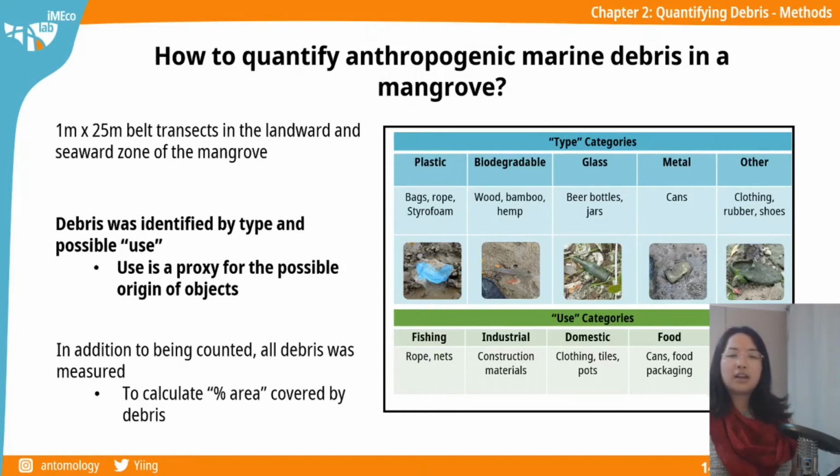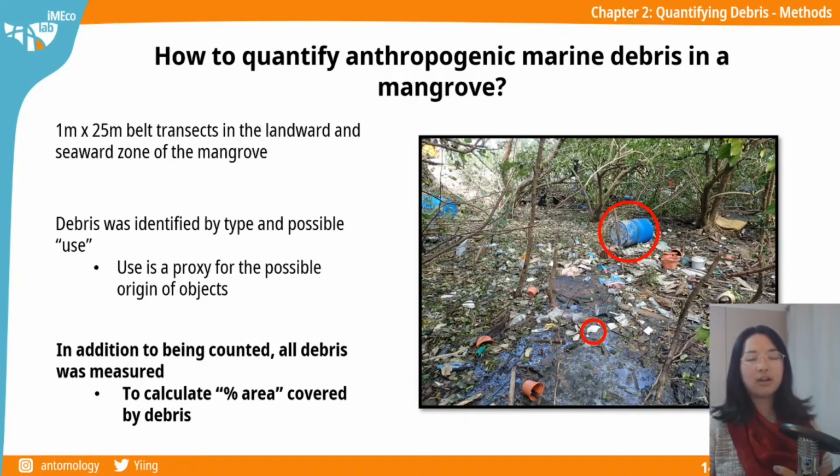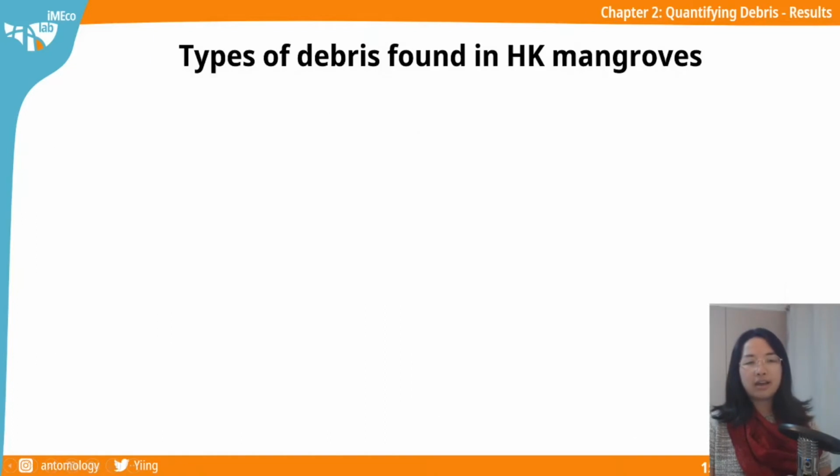And in addition to counting debris, I also measured it for its footprint to see how much space it was taking up on the surface of the sediment. So as you can see, these two pieces of rubbish are very different sizes, so their impact would therefore be very different on the mangroves. So I think that was an important measurement to take.